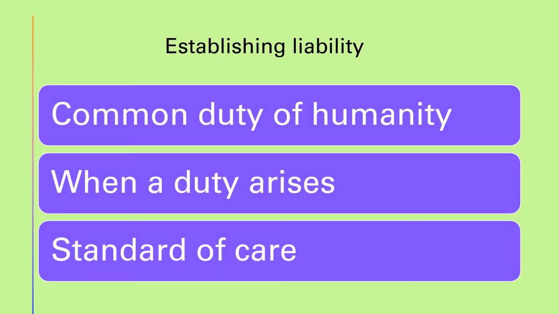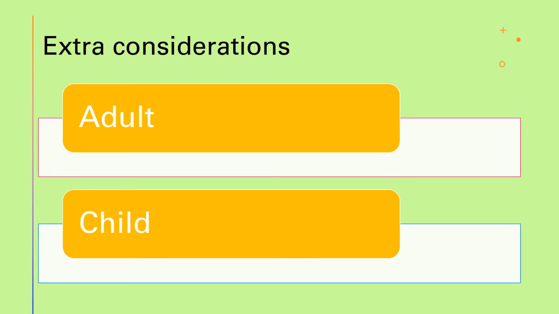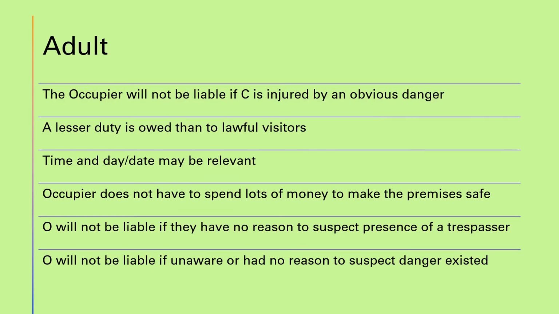So that reasonable care, we're going to come back to that in a moment, but there are some considerations to look at whether it is reasonable. The occupier will not be liable if the claimant is injured by an obvious danger. If it's obvious to the claimant, then of course he's taking a risk, and therefore he himself is absolving the occupier of liability.